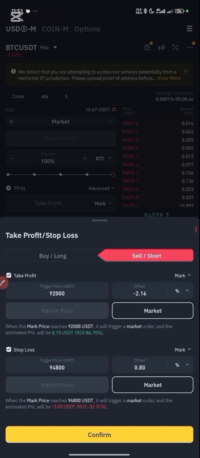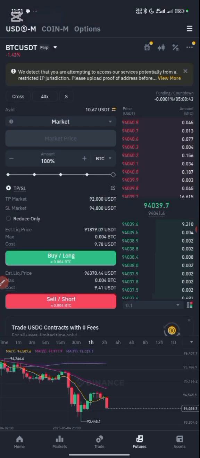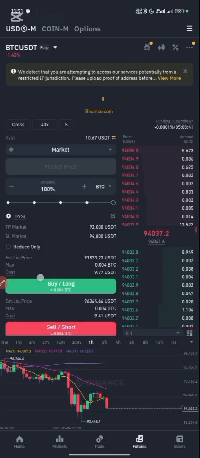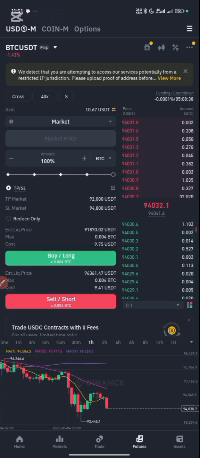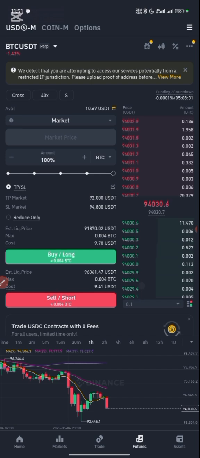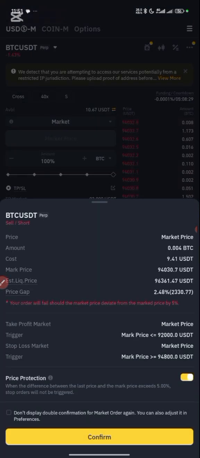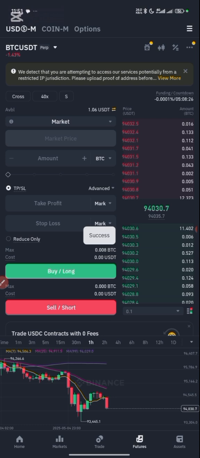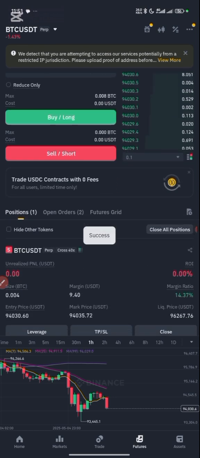Let's try selling now. So instead of buying, you just press sell or short. That means you are predicting, you are forecasting that Bitcoin will drop in price. Let's sell now. So this is your trade, this is our trade here now.